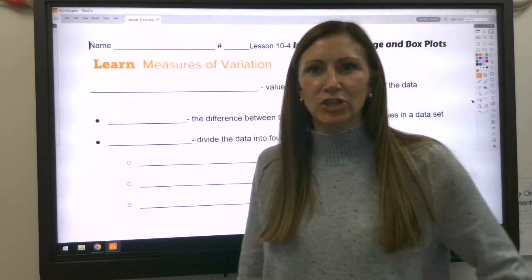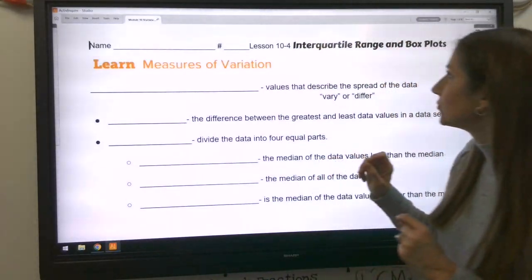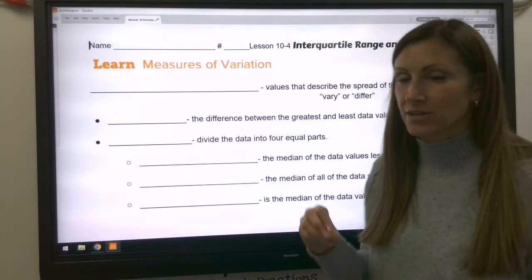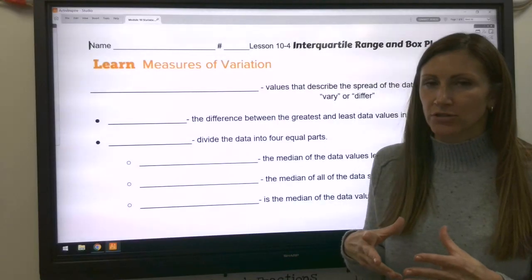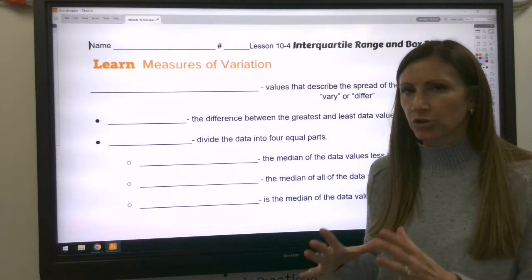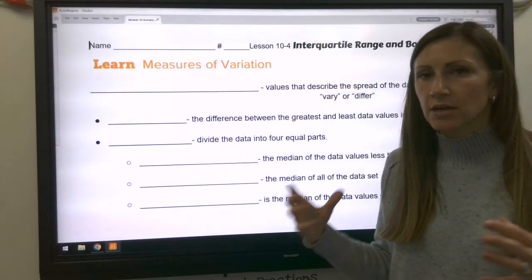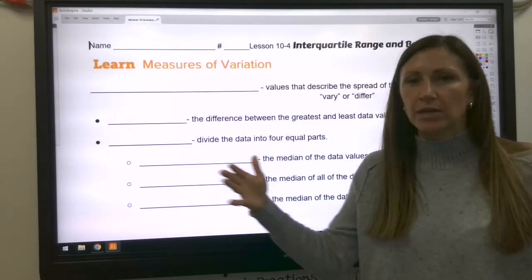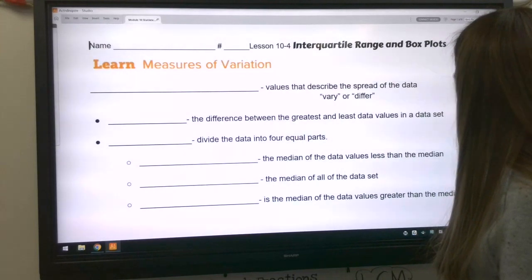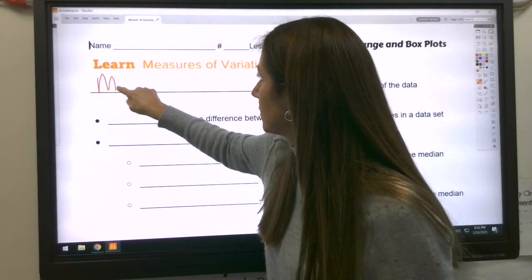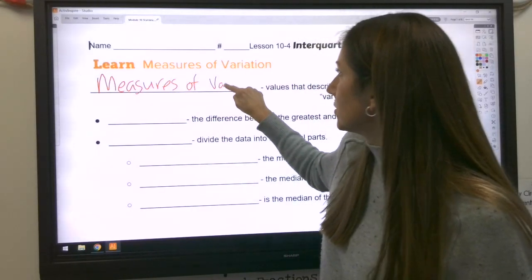All right, mathematicians, let's look at some new information and use some old to find the interquartile range and create box plots. Before we jump in, we have a few vocab pieces to make sure we're all good with. When we're talking about values that describe the spread of the data, that kind of makes you think of range, right? Really, the main lesson here is we are using measures of variation.